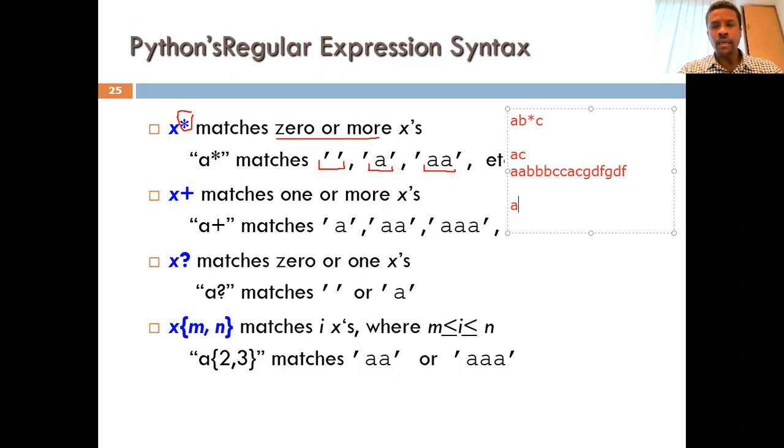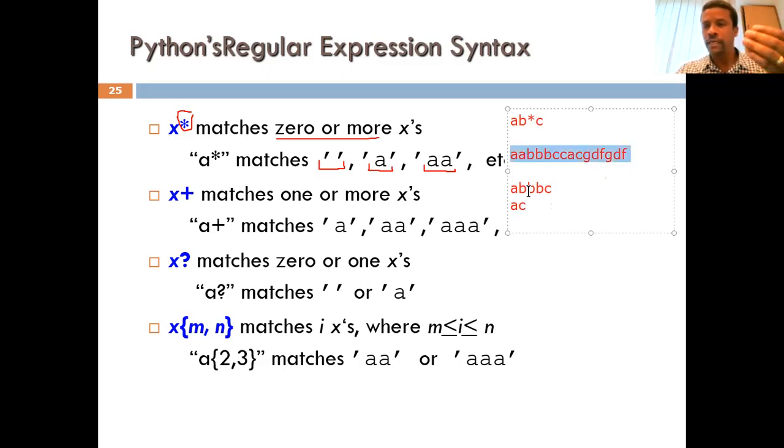So it could be A, B, B, C as an answer. It will see C, so it's not correct. B can appear, or it might not appear. AC is also an answer. So these are the two possible patterns identified from the string. From this input string, we can have ABBBC and AC as an answer, because these are the ones that qualify the condition.